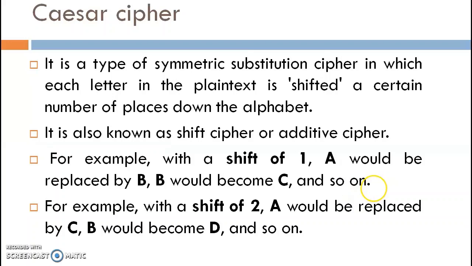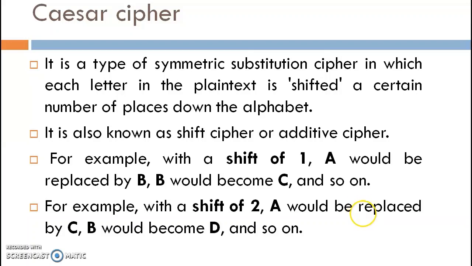Now the first algorithm is the Caesar cipher encryption algorithm. It is a type of symmetric substitution cipher. Substitution cipher means that a character of the plain text is substituted with some other character. Such a technique is known as a substitution cipher. It is a kind of symmetric encryption algorithm where the same key is used for both encryption and decryption. So Caesar cipher is a symmetric encryption algorithm and a substitution cipher.